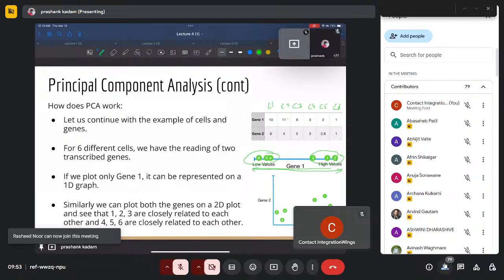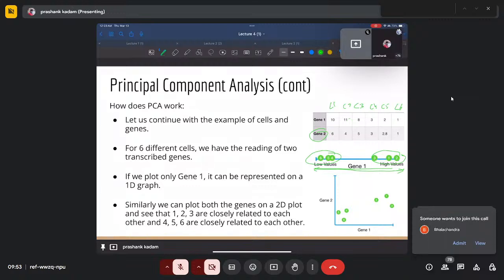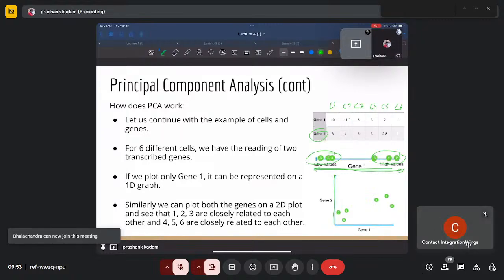Now I have gene 2's information as well, right? So now I will try to plot both of them simultaneously. I will plot gene 2's information plus gene 1's information for each of the cells, and then I get a 2D plot that looks like this, right? Now what I'm trying to explain is how principal components are calculated. How do we actually get those principal components? So we have two genes, we plotted 6 cells' information, and we get a 2-dimensional plot, right?